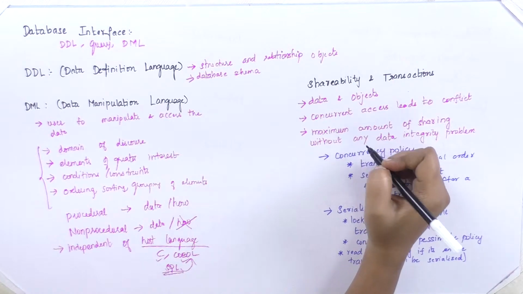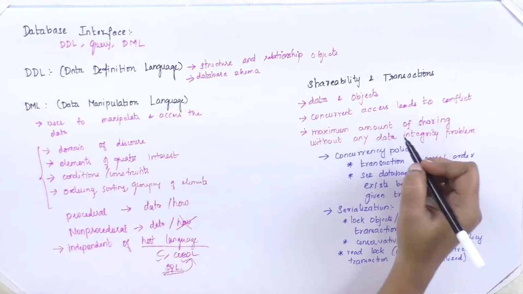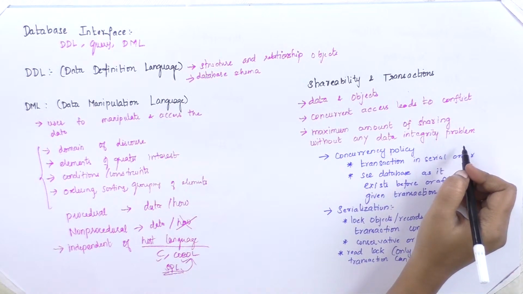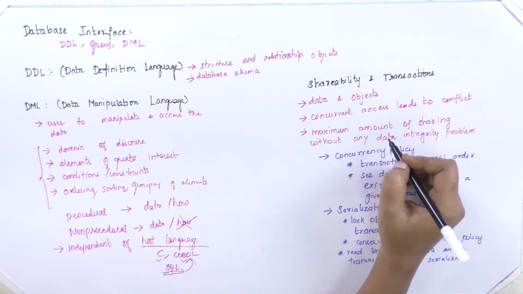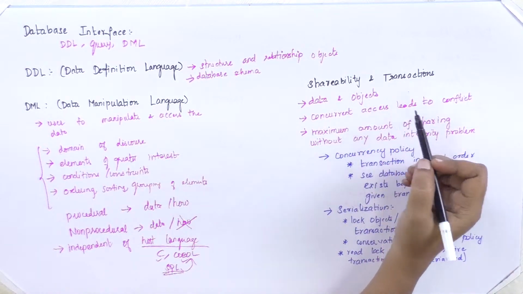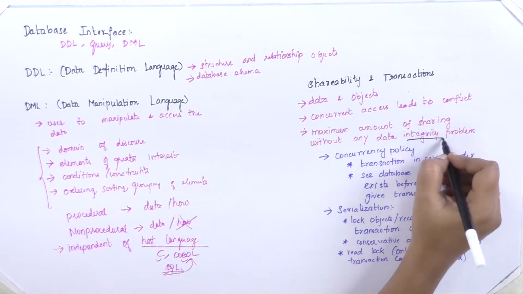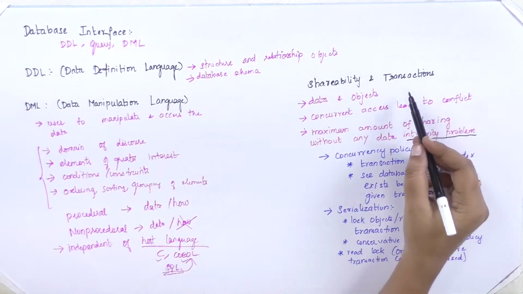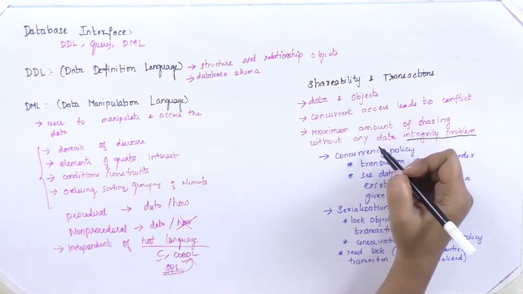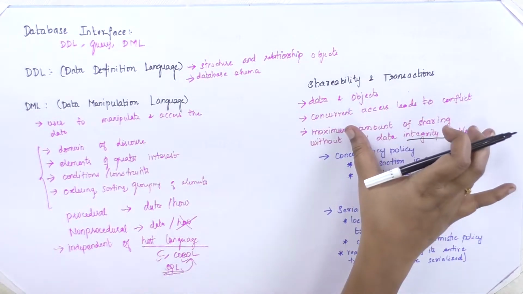So your database management system should have the ability to have the maximum amount of sharing of this data without any integrity problem. Your DBMS should have the capacity to allow the maximum number of users to share this data, but in that case also it should not cause any data integrity problem. So these are the features of sharing data. If you want to share data in a database management system, these are the rules that have to be maintained.